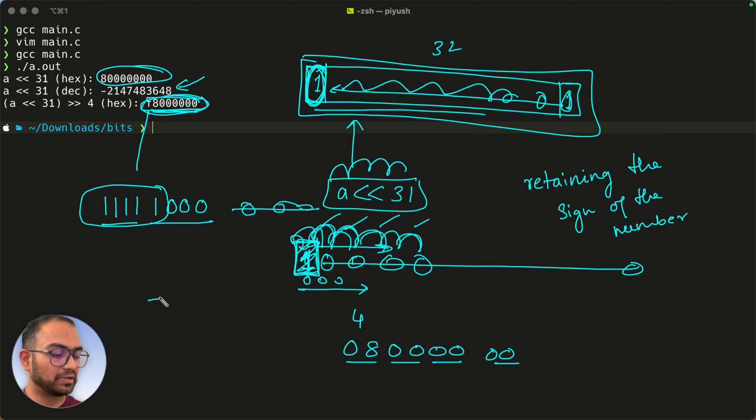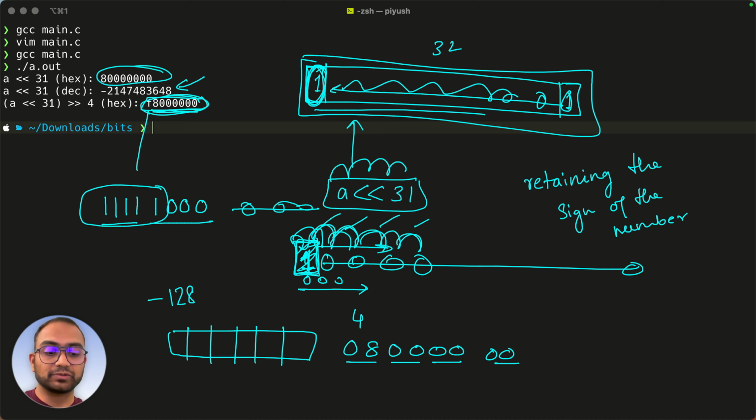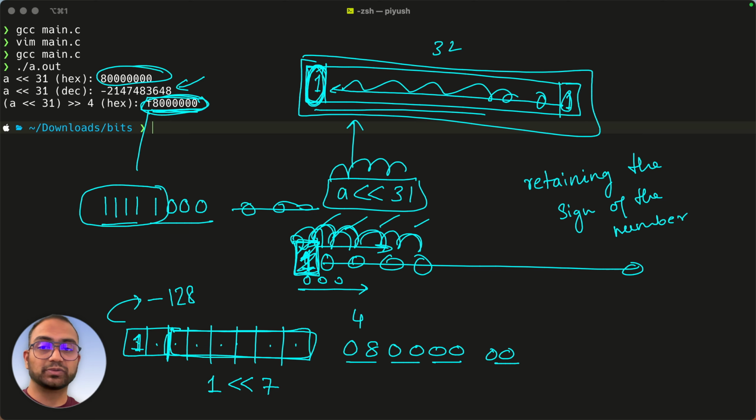So, for example, if we had the number minus 128 in 8 bits, let's say. So let's actually do that experiment. And first, let me explain actually. Let's do it that way. So let's say we have, what is this? 1, 2, 3, 4, 5, 6, 7, 8. Great. So a signed character, for example, is 8 bits. And let's say we took 1 and moved it by 7. It will come here. That represents a minus 128.